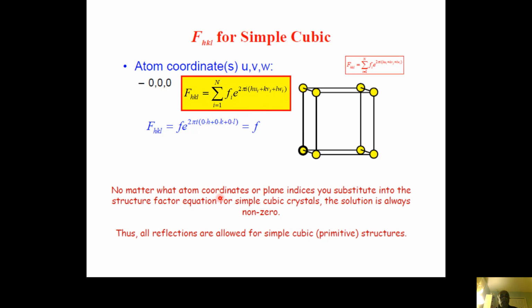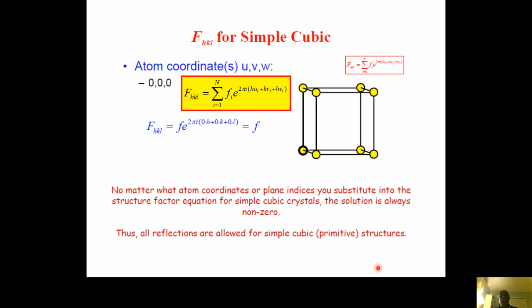So no matter what atom coordinates or planes you substitute into the structure factor equation, the simple cubic crystal's solution is always non-zero. So all the planes give rise to diffraction. That means all reflections are allowed for simple cubic. Sometimes we call this a primitive structure, which means you have only 1 lattice point per unit cell, or a 1 atom basis.